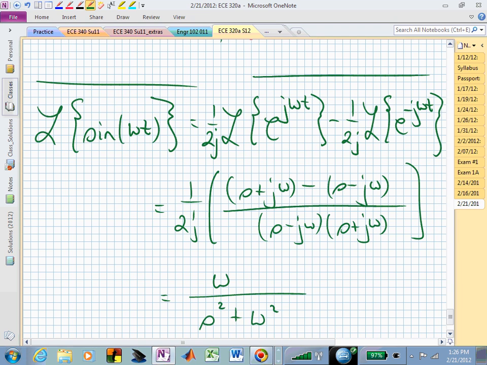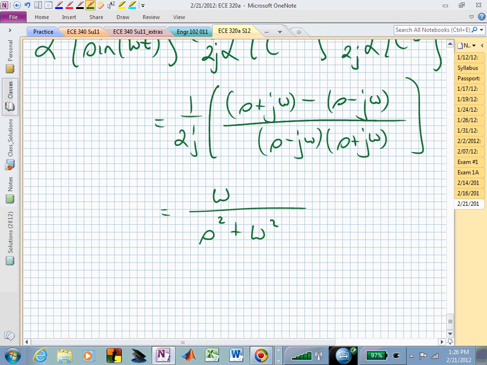Where are your finite zeros in this sine expression? You have no finite zeros. Now your pole zero pattern simply has these two poles. You have no thumbtack anywhere in your complex plane. So there is a difference between cosine and sine, but they will have exactly the same denominator.